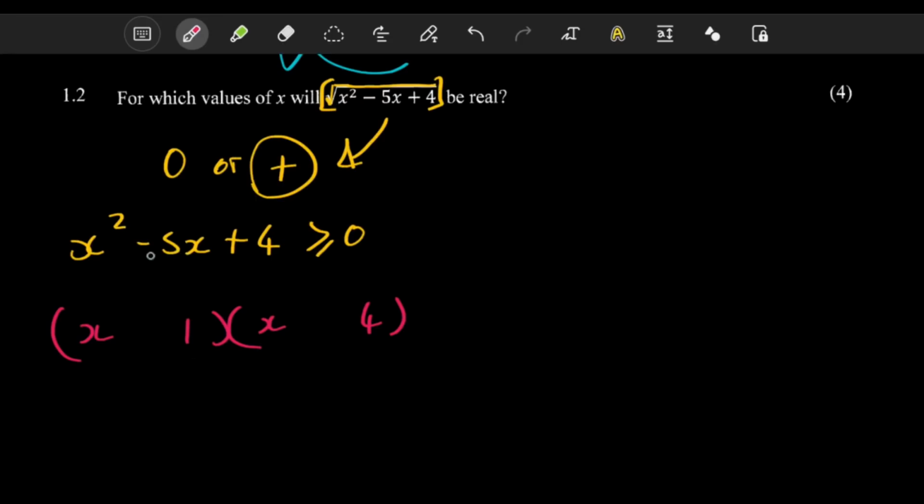The only way these two can give you a negative 5 is if you have negative 1 here and negative 4 there. You see, negative 1 minus 4 gives you a negative 5, and negative 1 times negative 4 gives you a positive 4. That's how you factorize. You always use this number. You look for factors of this number that can give you this value, and then you drop those there.